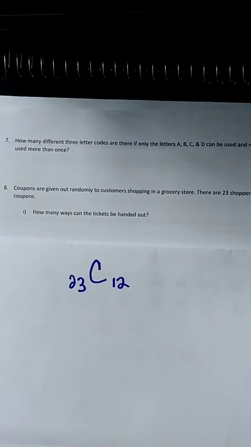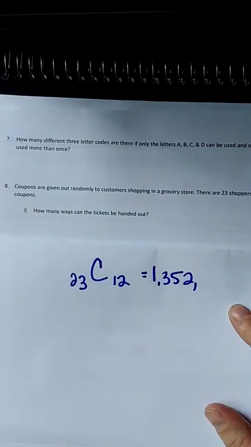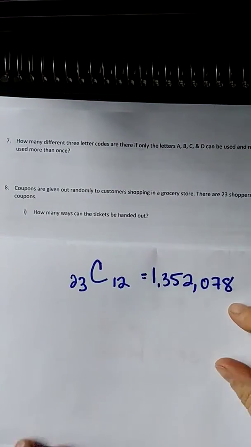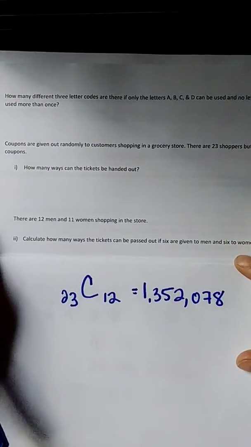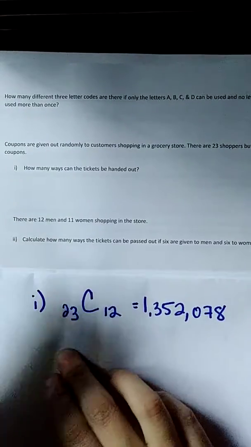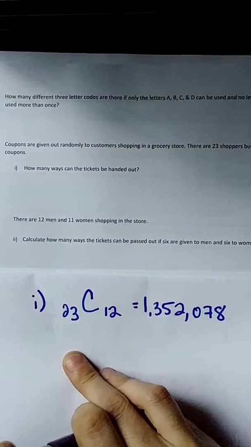So that's all we have to do in our calculator: type in 23 and then go to the math section, choose 12. When we hit enter, it tells us that our total number of options here is 1,352,078. That's it for part 1. Part 2 says that we have 12 men and 11 women shopping in the store, a little more information there, and we have to calculate how many ways the tickets can be passed out if 6 of the tickets are given to men and 6 of the tickets are given to women.